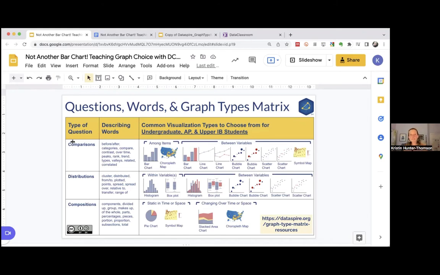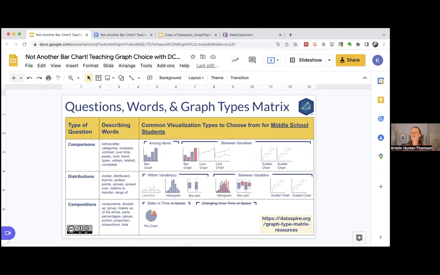So this is what it looks like in terms of what our AP and upper IB students and our undergraduates should be able to do. They should be able to make all of these graph types. This is what it looks like for our lower, as in younger, high school students. What should they be able to make sense of? What should they be able to make?